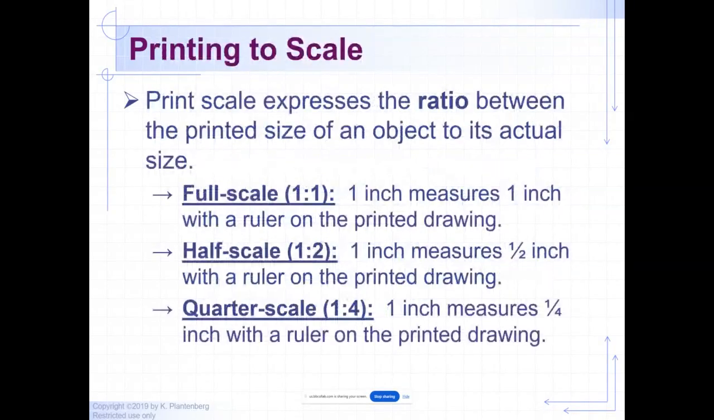All right, moving along. So there are some different scales that we're going to deal with. 1 to 1, 1 to 2, 1 to 4. Obviously 1 to 1 is full size, 1 to 2 is half size, and 1 to 4 is quarter size. So those are some things that you need to keep in the back of your brain.